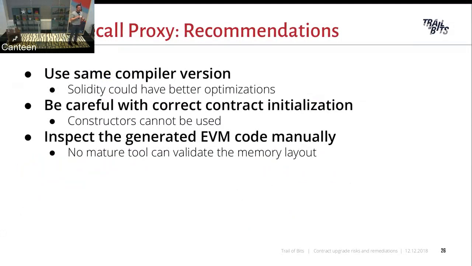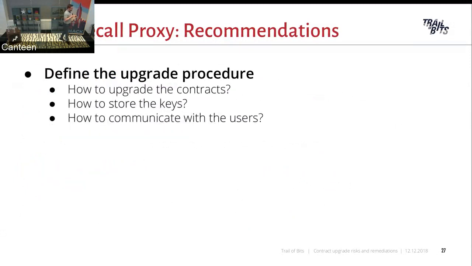Finally, as of today, there is no tool that can take 2 contracts, 2 compiled versions of the contract, and check if they follow the same memory layout. Which means that if you want to do an upgrade, you need to go to the EVM level and manually check that both contracts follow exactly the same memory layout if you want to be sure that you will not break anything. Finally, the same as for the data separation pattern, you need to be really careful about your documentation, about your procedure, how you upgrade, how you store your keys, and how you communicate with your user.